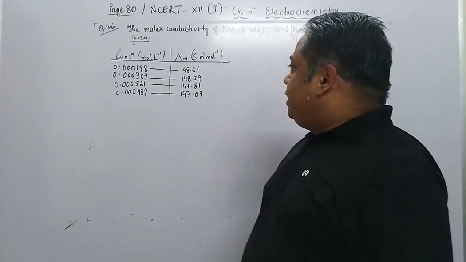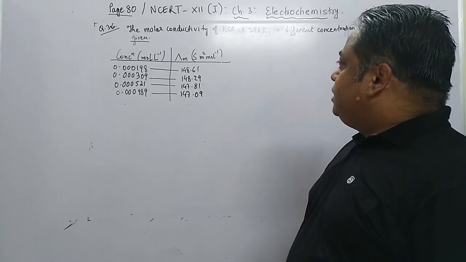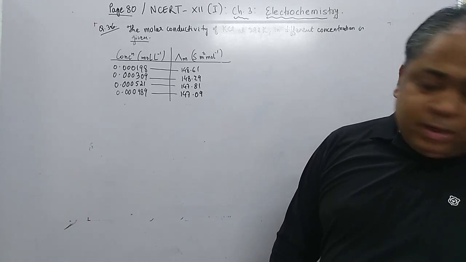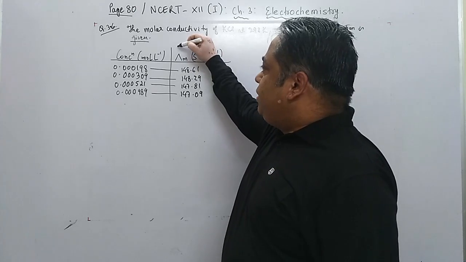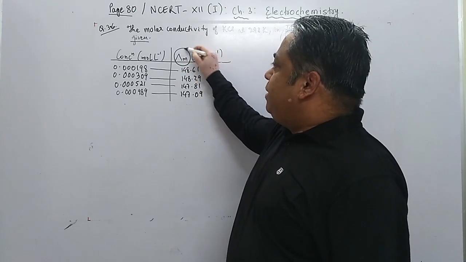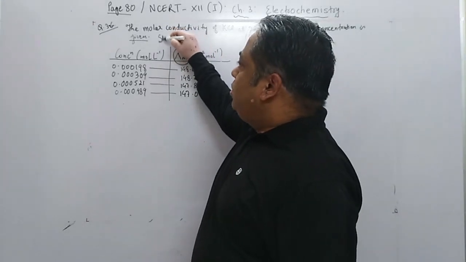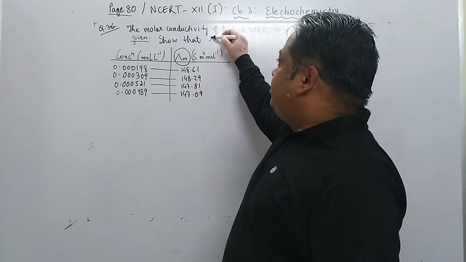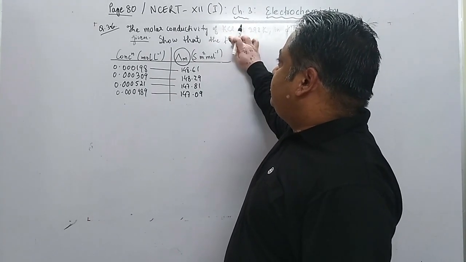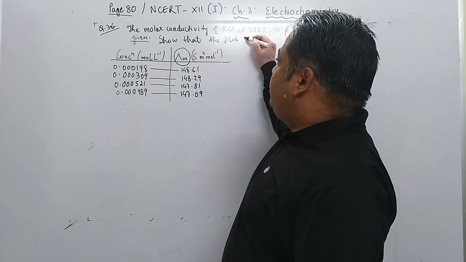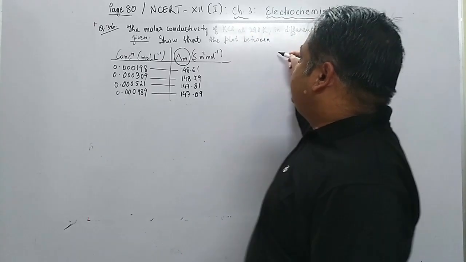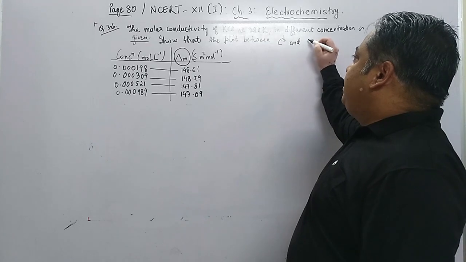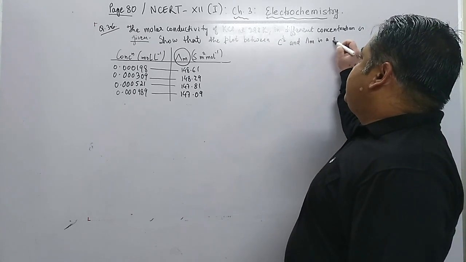So now we have to find out the relation between the conductivity and the concentration. The question is to show that a plot between lambda m, which is the molar conductivity, and the square root of concentration is a straight line.